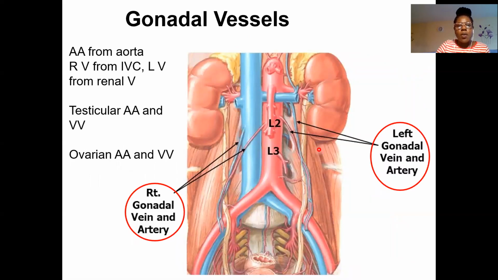Let's speak about the gonadal vessels. These are the vessels that are communicating with the gonads. And remember, the gonads are either the testes in males or the ovaries in females. These are coming off the aorta.